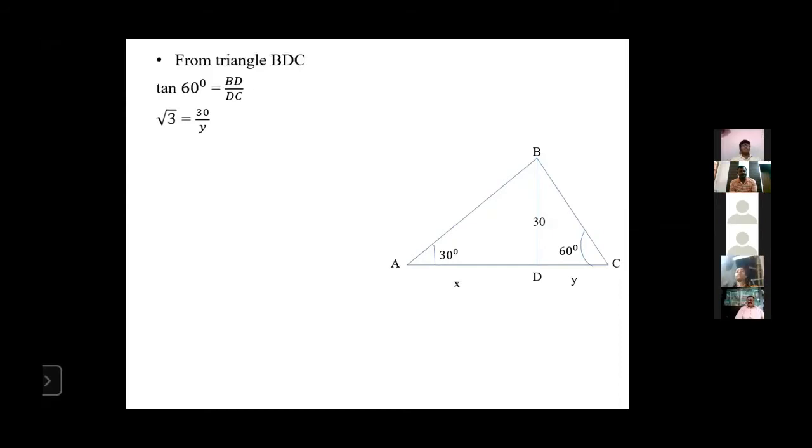Now send this y to the LHS and root 3 to the RHS. We get y is equal to 30 by root 3. Here we need to do rationalization. So we get 30 by root 3 into root 3 by root 3. 30 into root 3 is 30 root 3. Root 3 into root 3 is 3. So 30 root 3 by 3. 3 ones are 3, 3 tens are 30, it is cancelled, and we get 10 root 3.